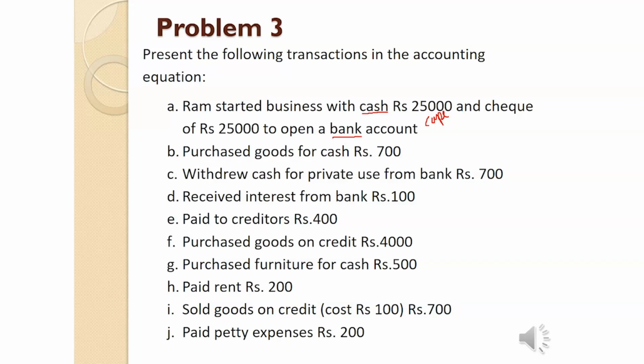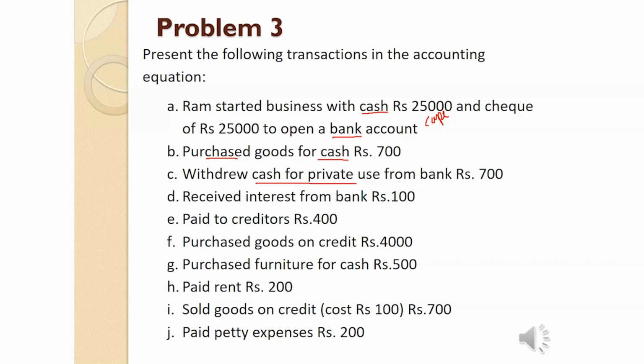Then next one is purchase goods for cash. Here there are two accounts involved: one is purchase account and another one is cash account. For goods purchased, stock will be increased, then cash will be decreased. Then withdraw cash for private use from the bank. So that is drawings account and another one is bank account.